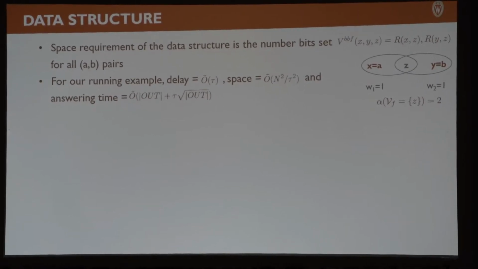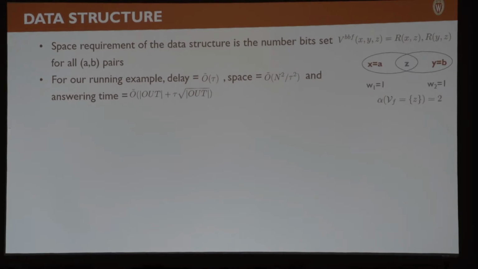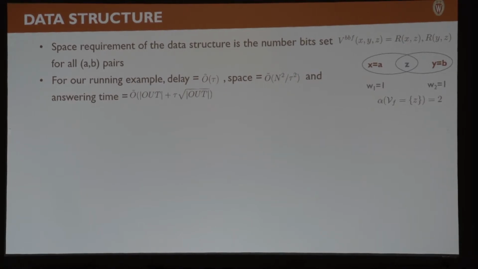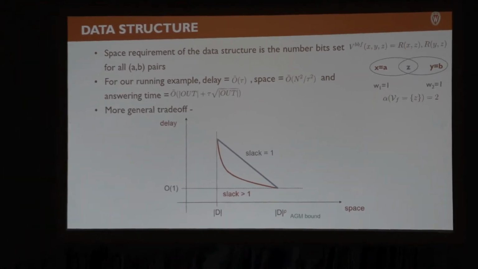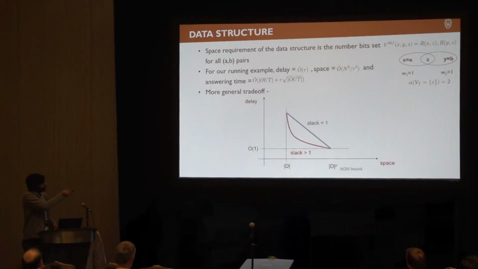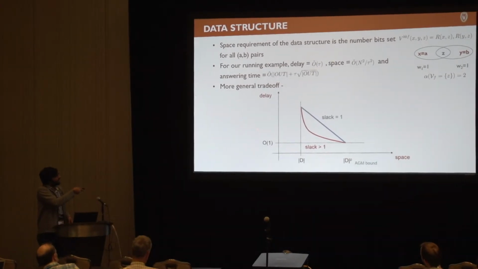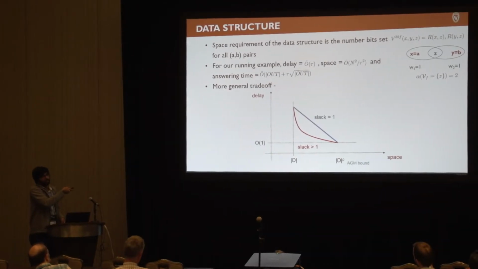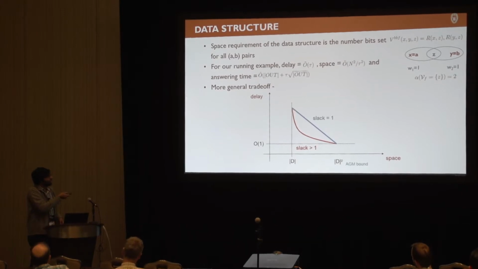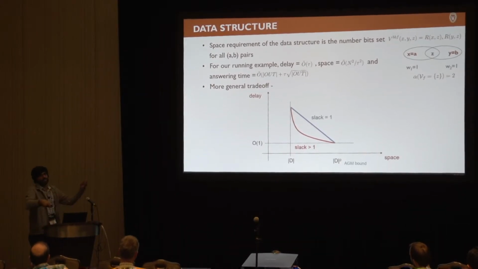So we get a delay requirement of tau, the space requirement is n squared over tau squared, and the answering time is out plus tau times square root of out. And more generally, this is what the trade-off would look like. So we can always get a linear trade-off between the space required by a data structure and the worst case delay guarantee for any possible instantiation of the query. But if the slack is greater than 1, then we get a trade-off which is better than this linear trade-off.